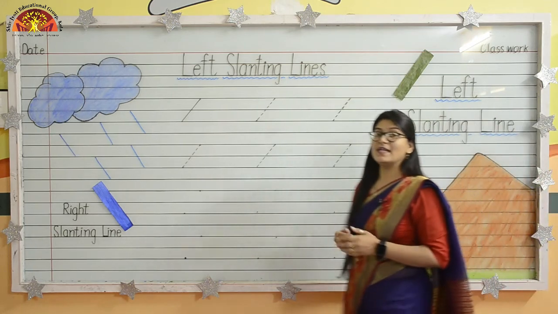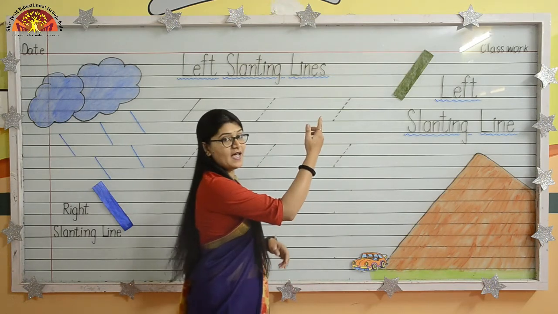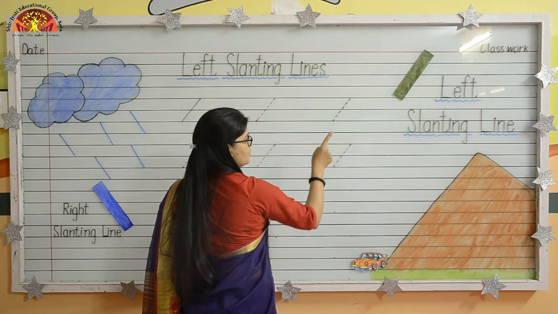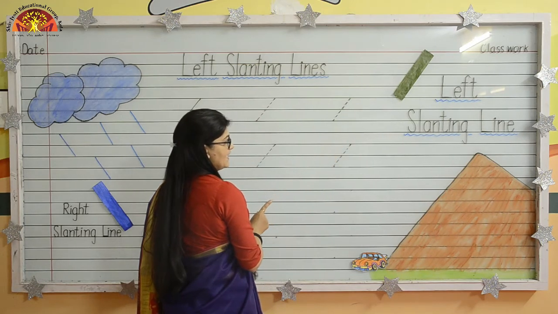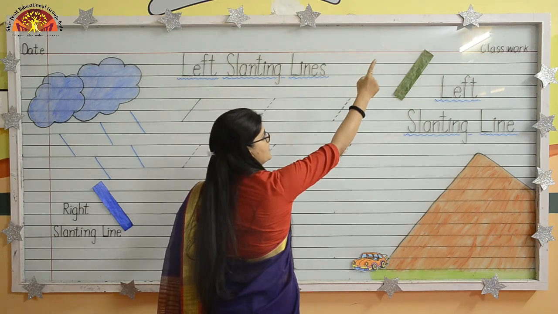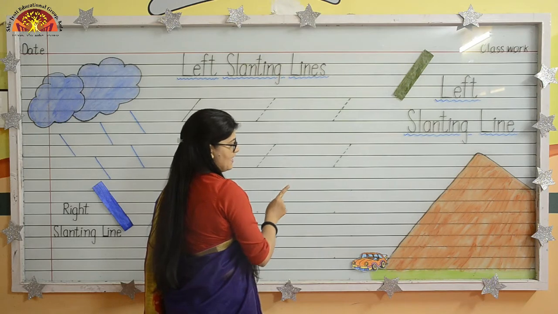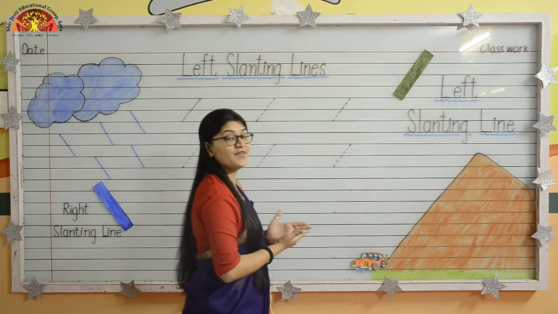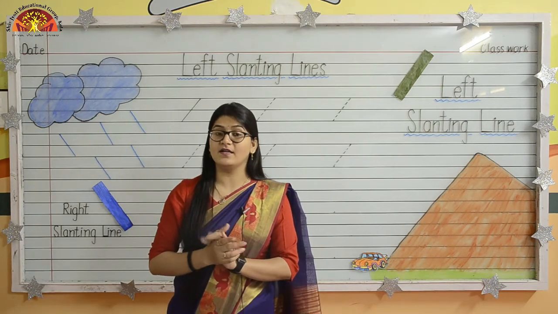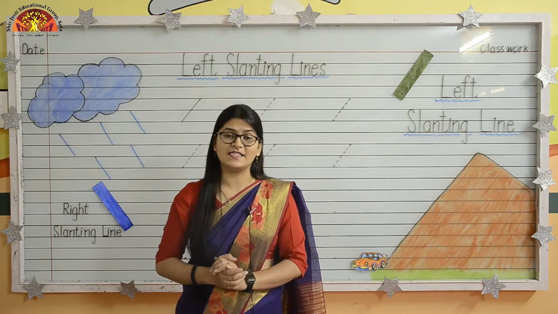Okay, now let's draw left slanting line in air. So raise your hand and draw a slant line towards left hand side like this. Let's do it again. Raise your hand and draw slant line towards left hand side. It's called left slanting line. Now kids, today we will trace and draw left slanting line.